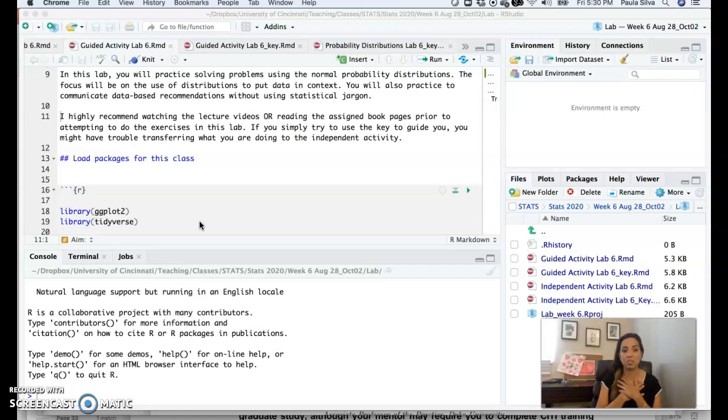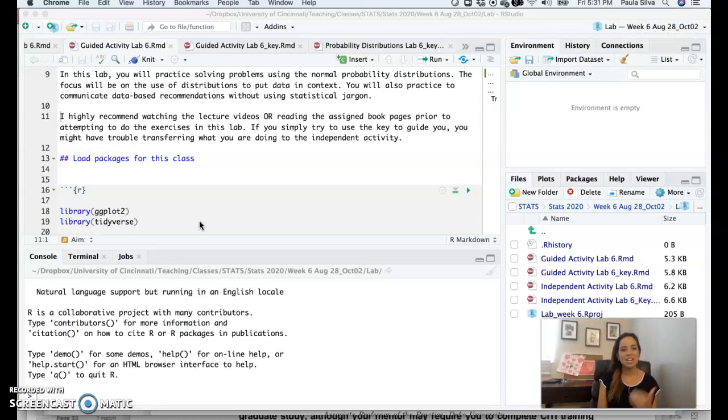I highly recommend watching the lecture videos or reading the assigned book pages prior to attempting the exercise in this lab. If you simply try to use the key to guide you, you might get stuck with some concepts that I've worked through calmly through the lab. So make sure you start there. If you haven't, stop here, go watch the videos, only 3 this time, and then come back for the labs, okay?